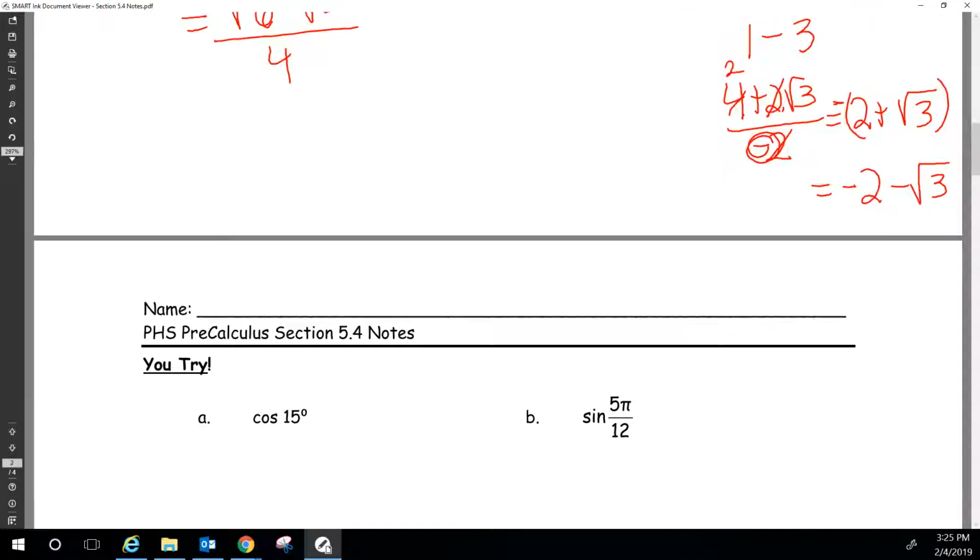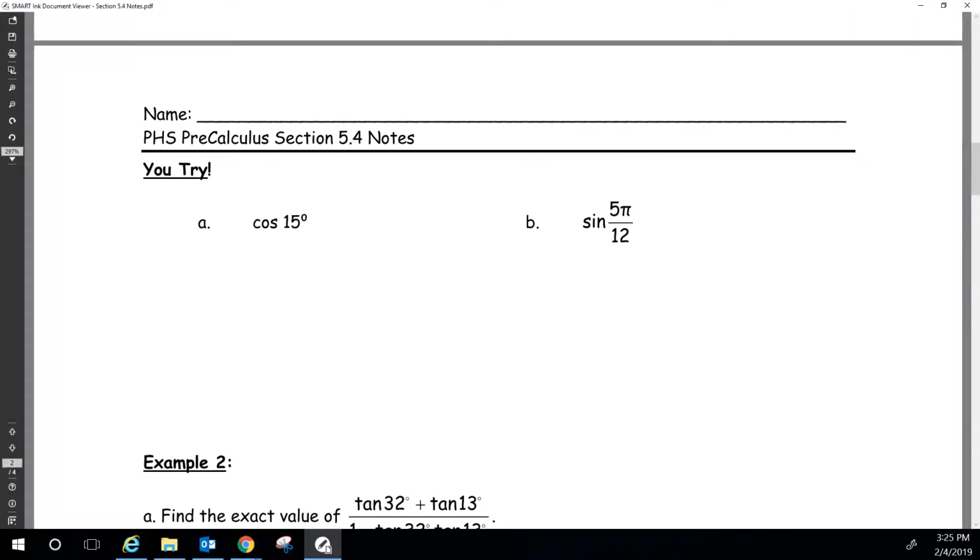All right, let's look at the U try. Cosine 15 degrees. Again, that would be cosine of 45 minus 30. You can do 60 minus 45 or some other variation of that. All right, if we are subtracting our cosines, our identity is cosine 45, cosine 30, minus sine 45, sine 30.